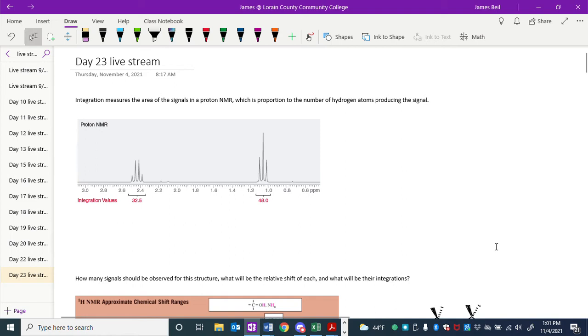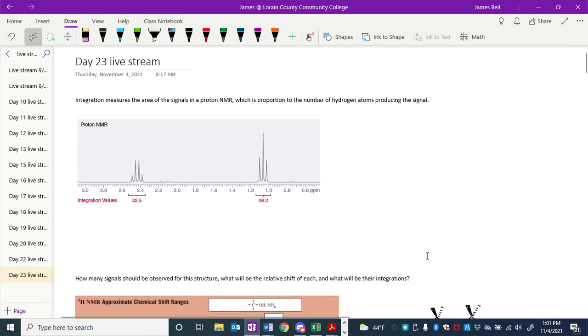So I did receive a question from a student about coupling constants, and that relates to the splitting patterns or multiplicity that you see in NMR spectra. So we'll definitely talk about that, and we'll talk about, obviously, the other topics here from day 23. Let's get right into that then.